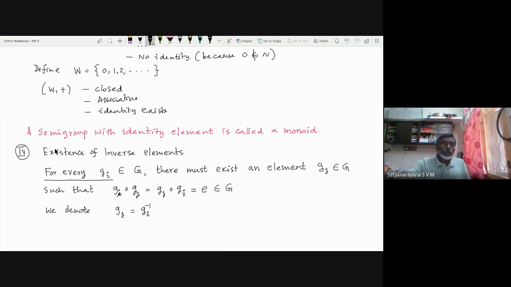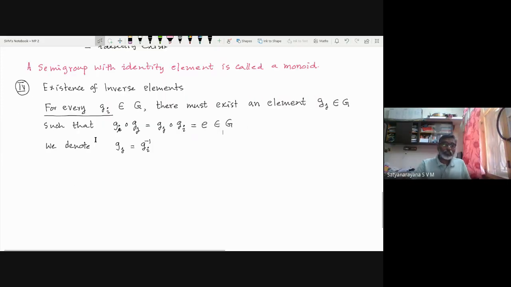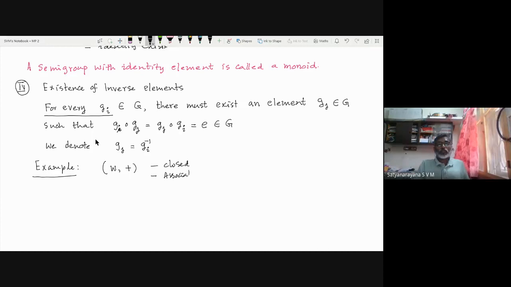Okay. So now let us look at the example for which inverse is not there. So, for example, you take this algebraic structure W plus. Okay, as we have seen, this is closed and this is associative, and identity exists.